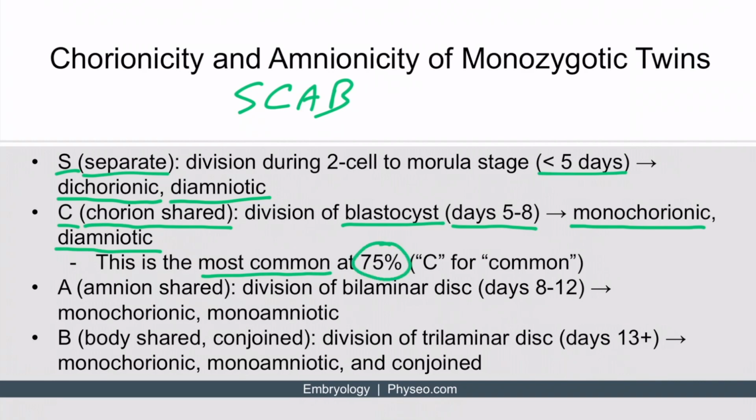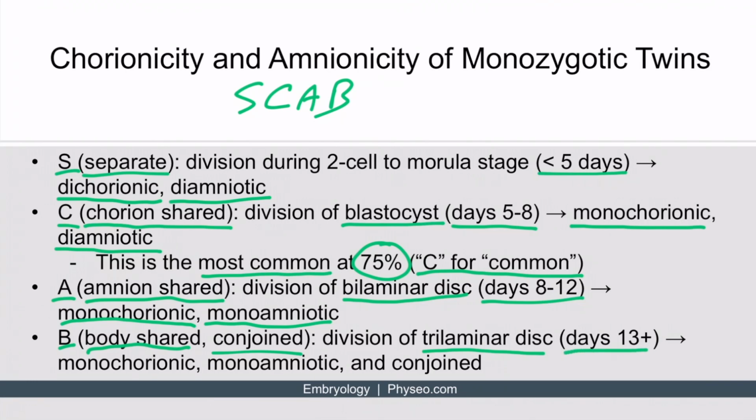of the time. So in addition to C standing for chorion being shared, I like to think of C as for common, and the A in the mnemonic will help you remember that the amnion is shared. And this occurs because there's division of the bilaminar disc, which again is between days 8 to 12. So they're going to share the amnion, so they will be monoamniotic and monochorionic. And the B indicates that the body is shared, so they're conjoined. And that's because there's division of the trilaminar disc, which again is really during the 3rd week, days 13 plus. So they will be monochorionic, monoamniotic, and conjoined.